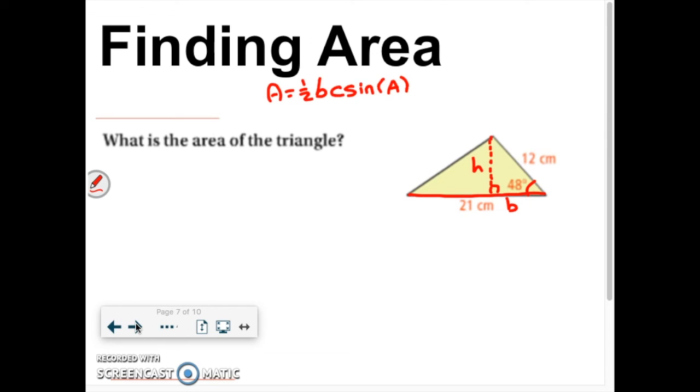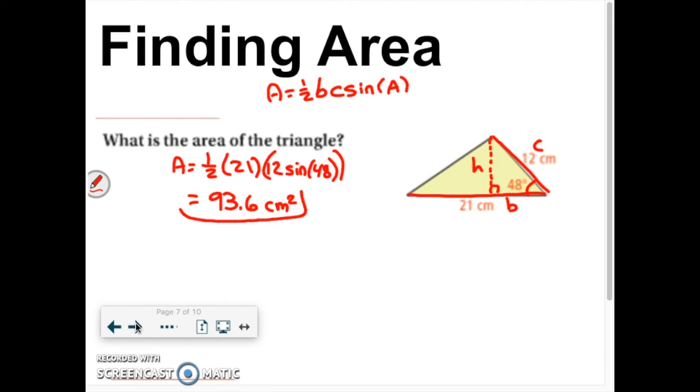So we would have to figure out the height in order to find the area of this triangle. But since we have this formula and we know this side C, instead of finding the height and then plugging it in, we can just do it all in one step here. We can plug into this formula. So we have everything we need. 1/2, the base is 21, and then the height of the triangle would work like this. 12, the side they gave us, times the sine of the angle they gave us, 48. So this is just another way to find the height of a triangle, but they're just plugging it all into the area formula in one step. So we plug all that in, we get about 93.6 square centimeters.